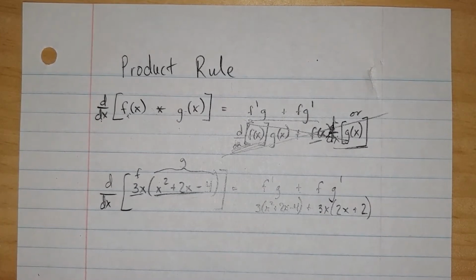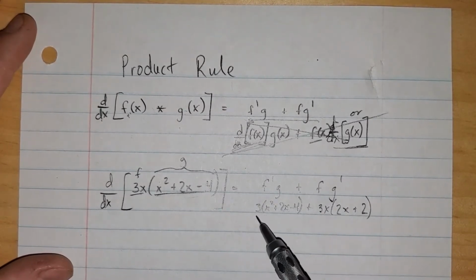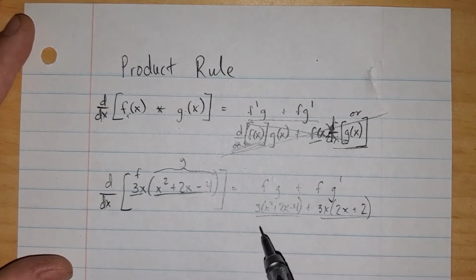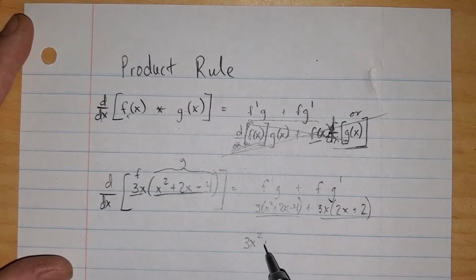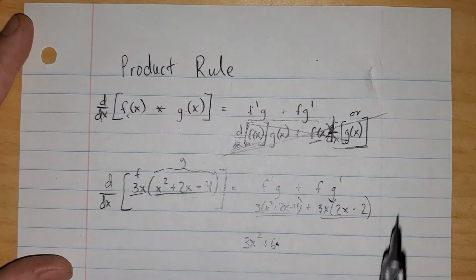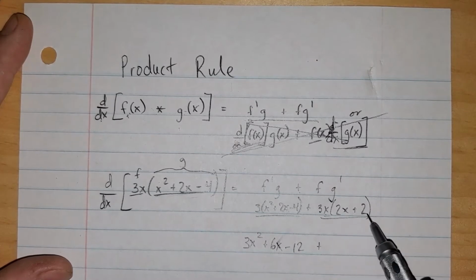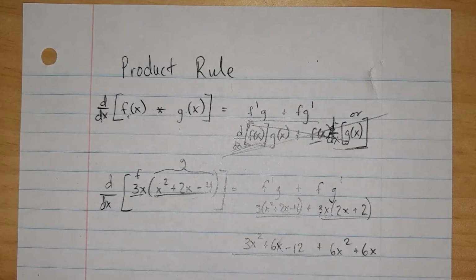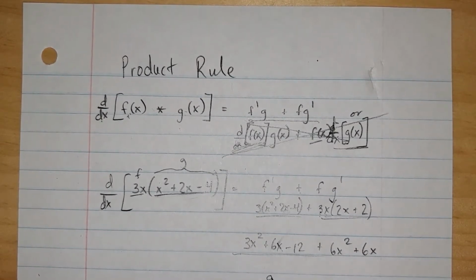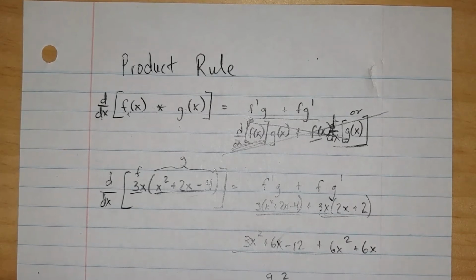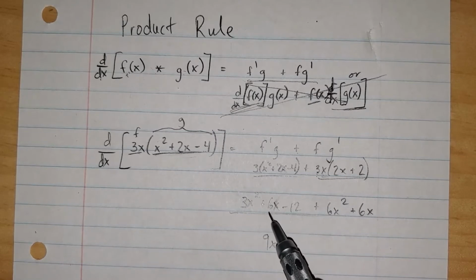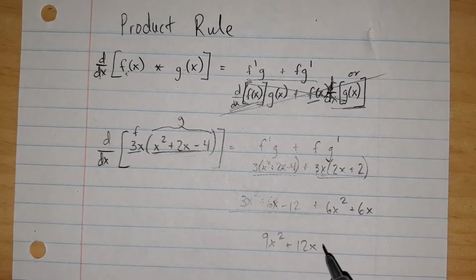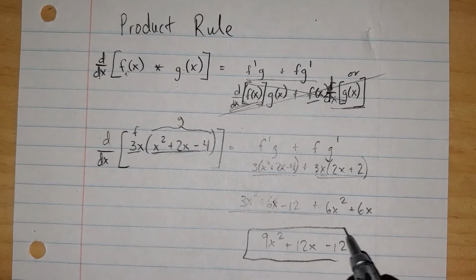Okay? Now we have to combine like terms. So to do that, we're going to distribute here, and we're going to distribute here. If I distribute here, I'm going to get 3x squared plus 6x, plus 6x minus 12. And then if I distribute here, 3 and 2 makes 6x squared, and that's going to be plus 6x. Now, combine like terms, we'll get our final answer. So 3x squared and 6x squared makes 9x squared, and then 6x and 6x makes 12x, and then minus 12. Okay? And that's our final answer.